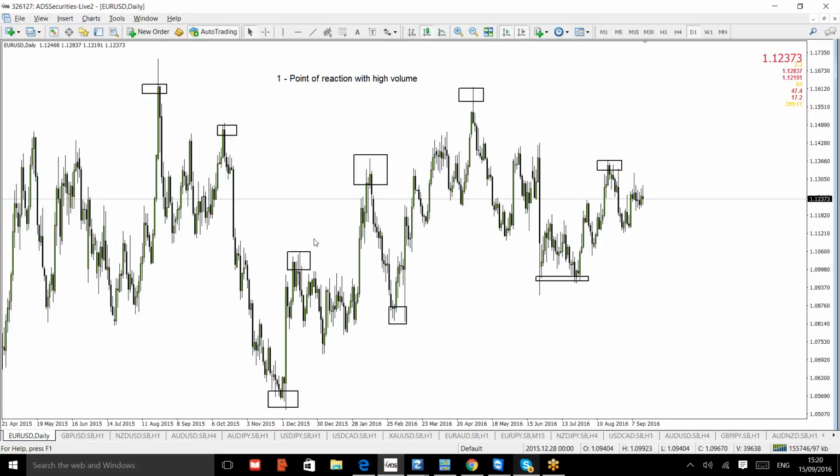So these are the points of reaction with high volumes. This is the strongest support and resistance which you'd mark on your chart. Normally what I suggest is to mark them on the daily time frame. So that's what I suggest.